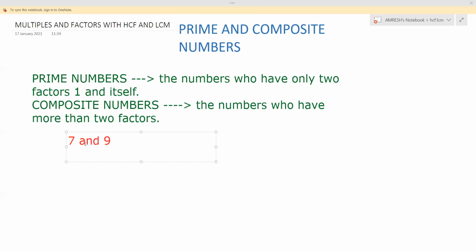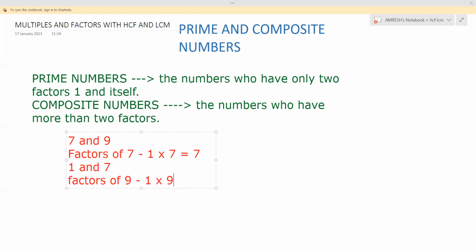Now factors of 7. Factors of 7 is what? 1 into 7 is 7. You will nowhere else find 7. So factors of 7 are 1 and 7. Factors of 9: 1 nine is 9, and 3 threes are 9.